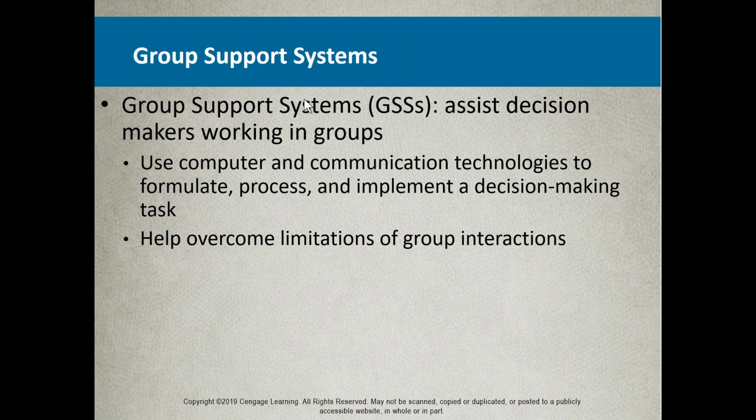All right, the next one is group support systems. Now, GSSs help assist decision makers working in groups. More than likely most of you are going to be doing group work. You've probably done it in your classes already. If you haven't, you're going to be doing group work. And group work has its pros and its cons. It's good and it's bad. Computers can be used, and these different systems can really help out with this.